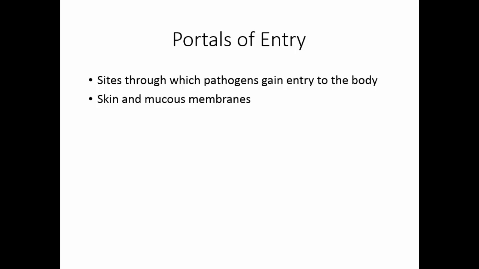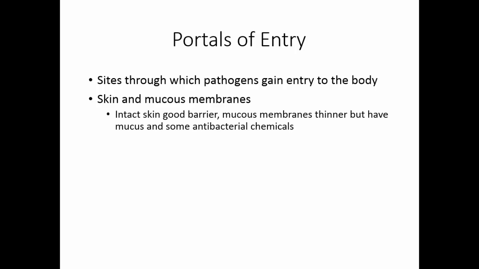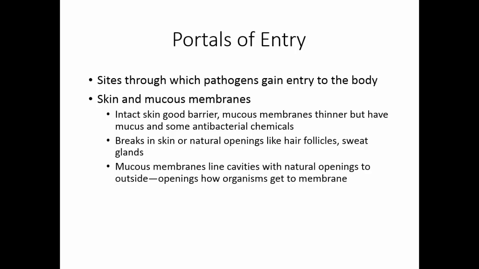Normally, your skin and mucous membranes are intact and they're good barriers against defense. Mucous membranes additionally have mucus and some antibacterial chemicals on them. But if there are breaks in the skin or natural openings like hair follicles or sweat glands, organisms may penetrate the skin that way. Mucous membranes line cavities with natural openings to the outside. Any of these openings are how organisms get to the membrane. Your mouth, your nose, your anus, your urethra, any of those work as sites for organisms to get in.